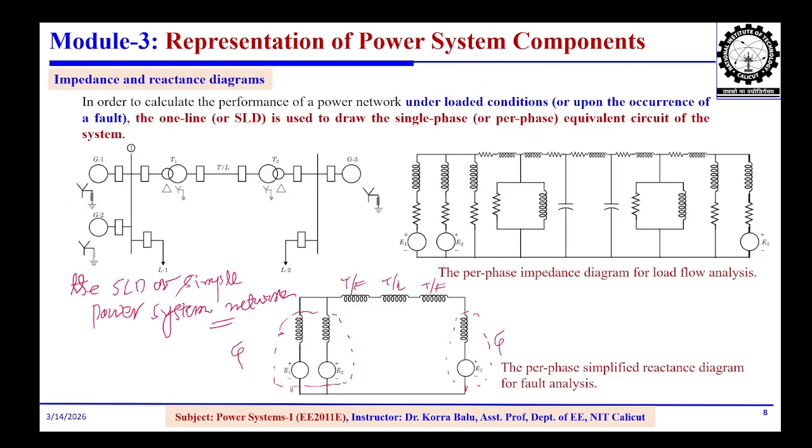Then we'll see the impedance and reactance diagram representations. When the symbols are given, how are we going to represent them in the impedance or reactance diagrams, in terms of the equivalent circuit of the generator, the equivalent circuit of the transformer, and the equivalent circuit of the transmission line. So this is the given simple power system network, connected by using the symbols. First we will see the equivalent circuits of generator 1, generator 2, and generator 3.